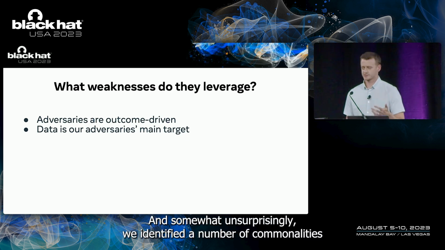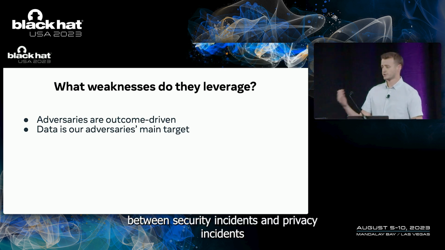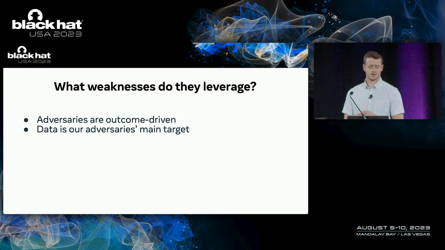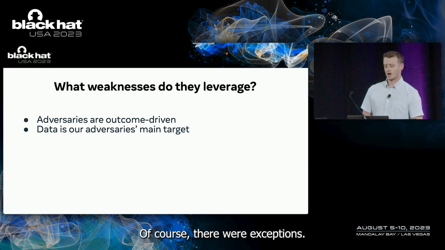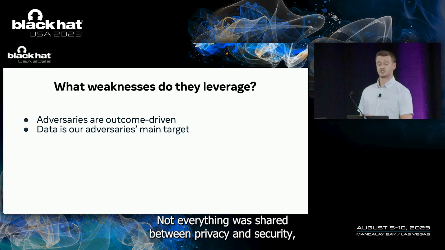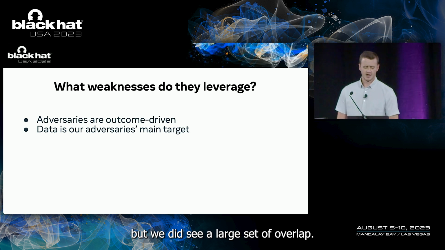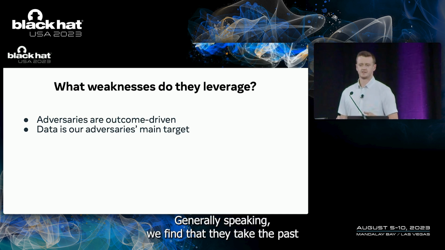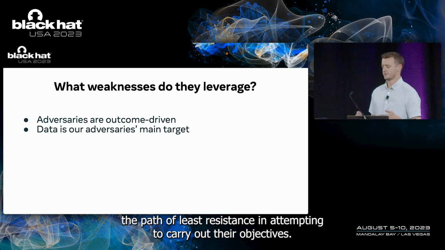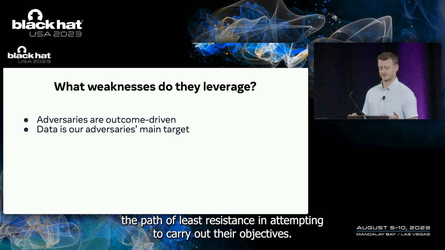And somewhat unsurprisingly, we identified a number of commonalities between security incidents and privacy incidents around what the vulnerabilities were that were exploited. Of course, there were exceptions. Not everything was shared between privacy and security. But we did see a large set of overlap. And as intuitive as it sounds, our adversaries are very outcome-driven. Generally speaking, we find that they take the path of least resistance in attempting to carry out their objectives.